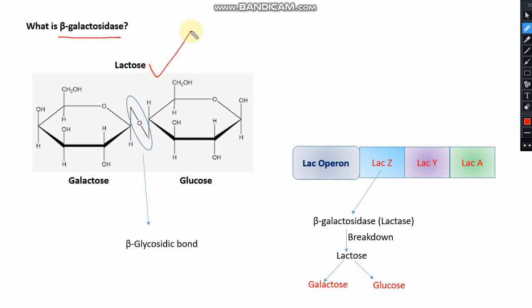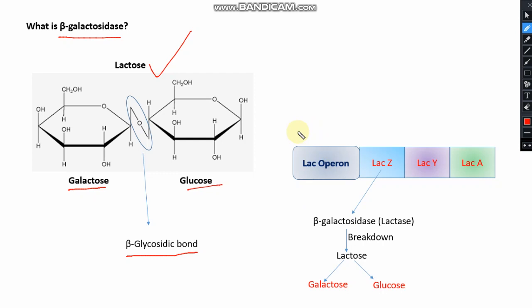If you look at the chemical structure of lactose, it is galactose and glucose joined together by a covalent bond, that is the beta-galactosidic bond. Beta-galactosidase breaks down this beta-galactosidic bond and forms these two monosaccharides, galactose and glucose.